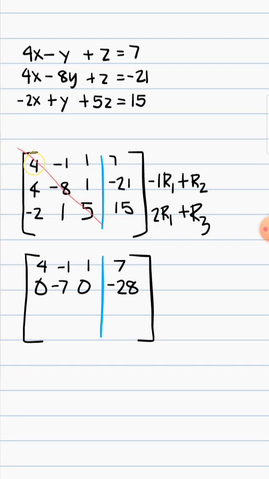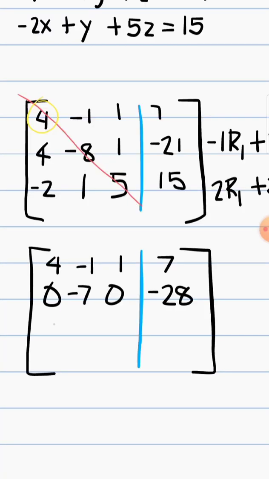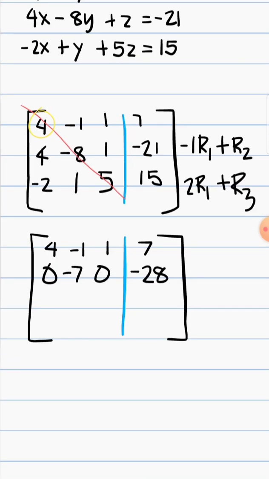Alright. Then, move ta diri. 2 times row 1 is this 4. So 2 times 4 is 8. Then plus negative 2. Alright. So 8 plus negative 2 is just 6. I'm sorry, but it's 0.